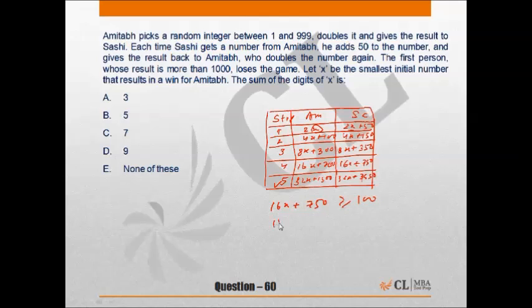From here we get 16x greater than or equal to 255, so x is greater than or equal to 16. So the minimum amount that Amitabh needs to have initially has to be 16 in case he wins the game. So the required answer, that is the sum of digits of x, in this case is 1 plus 6, which is 7. Therefore option C is the correct answer.